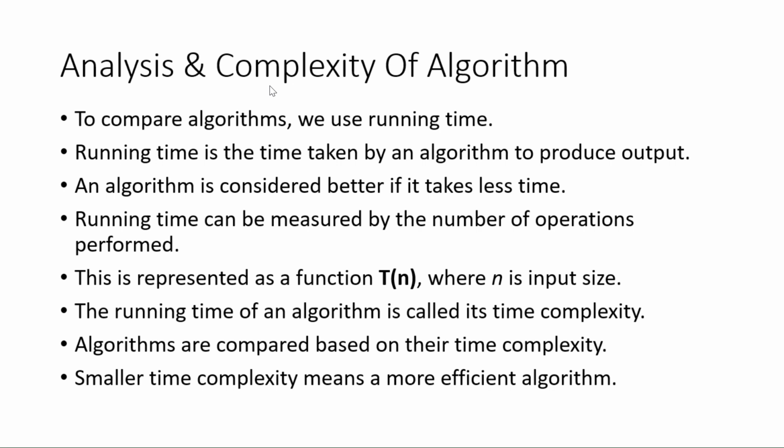Now let us discuss analysis and complexity of algorithms. To compare different algorithms, we use something called running time. Running time is the time taken by an algorithm to produce the output. An algorithm is considered better if it takes less time to solve a problem. Instead of measuring actual time in seconds, we measure the number of operations performed by the algorithm.